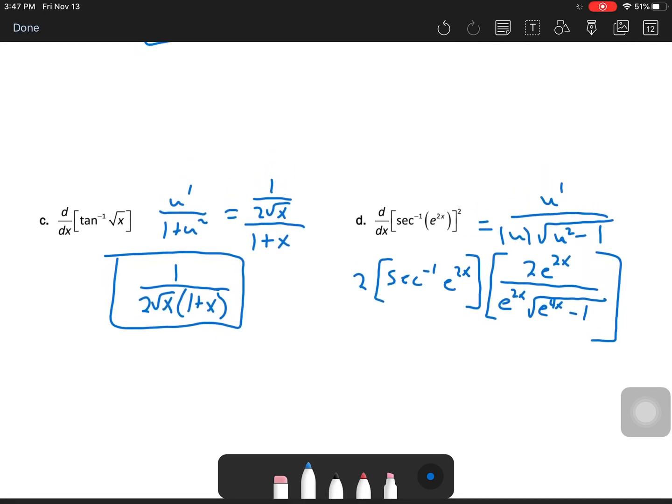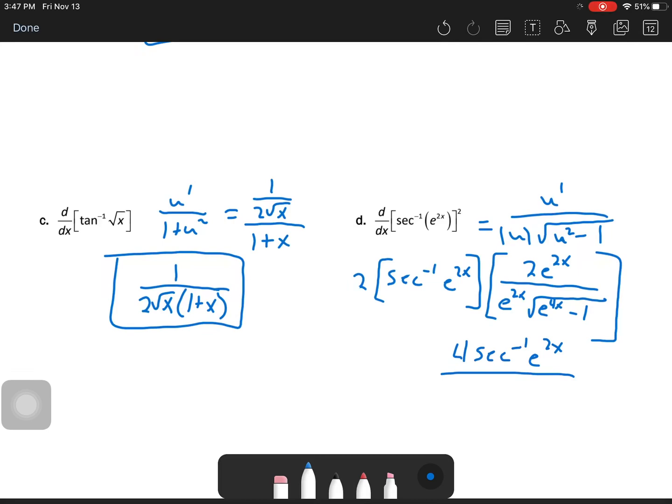Now, I suppose we could leave it like that. If we wanted to, we could probably multiply the 2 and this 2, and then put that inverse secant in the numerator. It might make it look a little cleaner if I do that. So if I do that, I'd have a 4 in the numerator, and an inverse secant of e to the 2x, and underneath I would have my square root. So I just want to point out here too, I did have e to the 2x, yeah, that's still there.